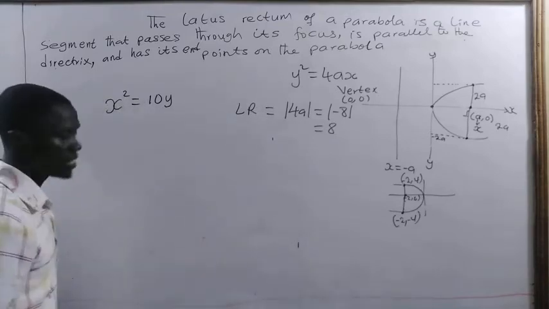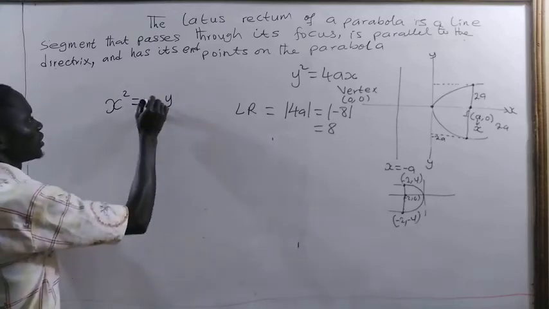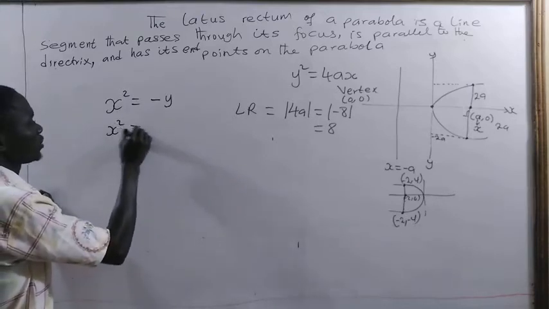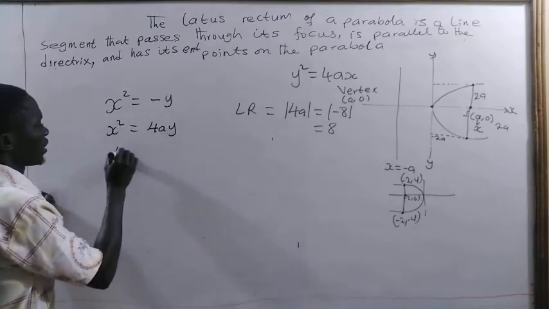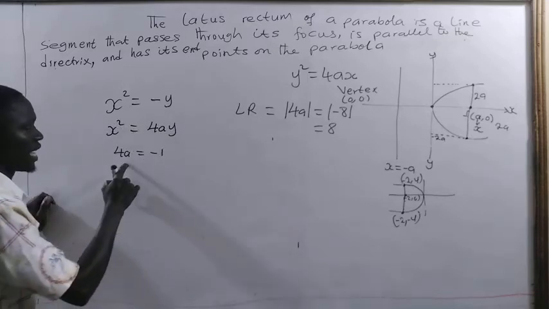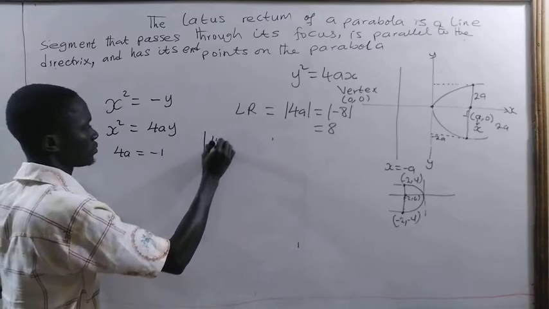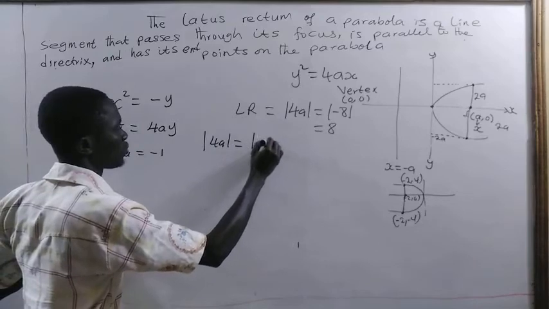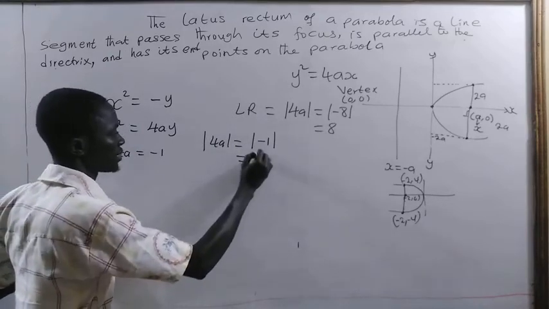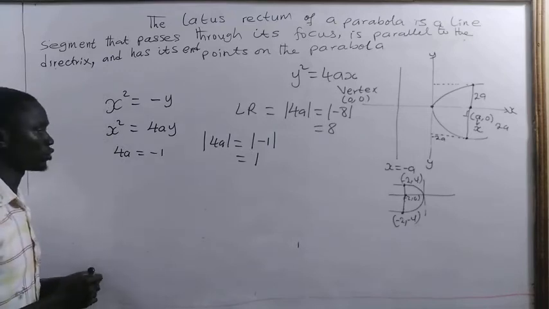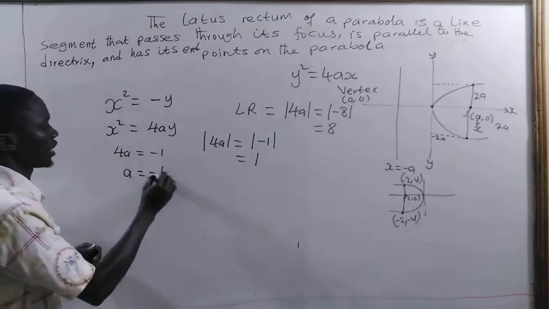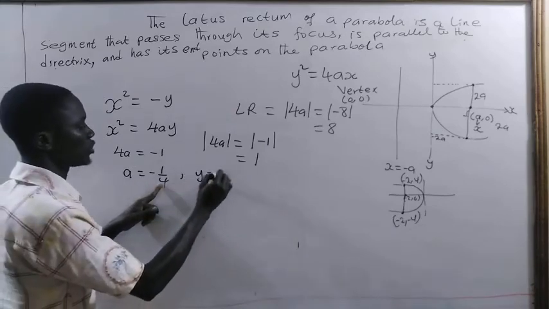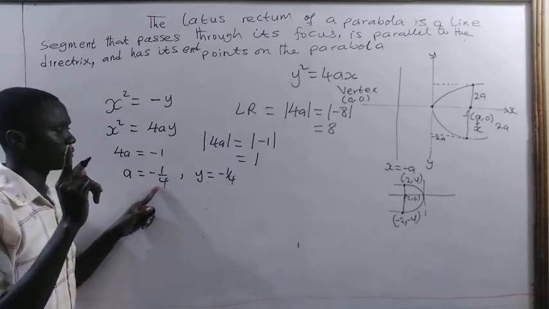Now, if we consider x squared equal to negative y, how do we do this one? Here we compare it to x squared equal to positive 4ay. We have 4a equal to negative 1, and the length of the latus rectum is equal to the modulus of -1, and that will give us positive 1. This is the length of the latus rectum. Now let's find our a. a equal to negative 1 over 4. So since a equal to this, it means that y equal to negative 1 over 4. You should take a very good note of that.